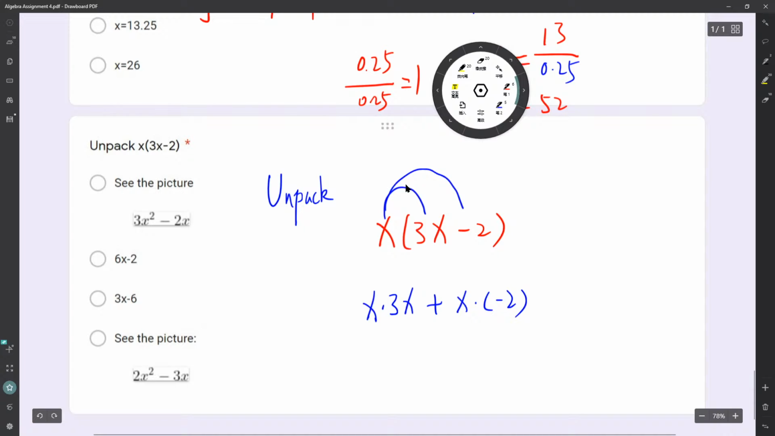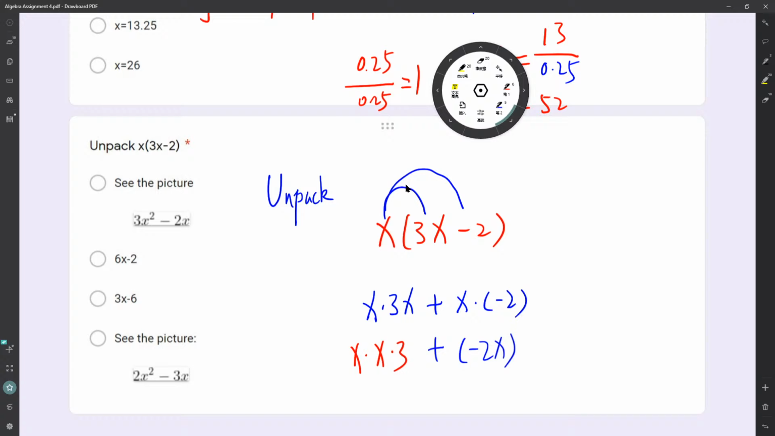And how do we deal with this? This is x times 3 times x, or we can say x times 3, right? Because a times b times c, or a times c times b, they're still the same. And plus here -2x.